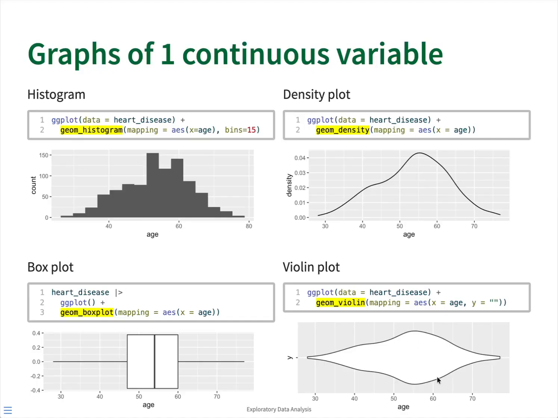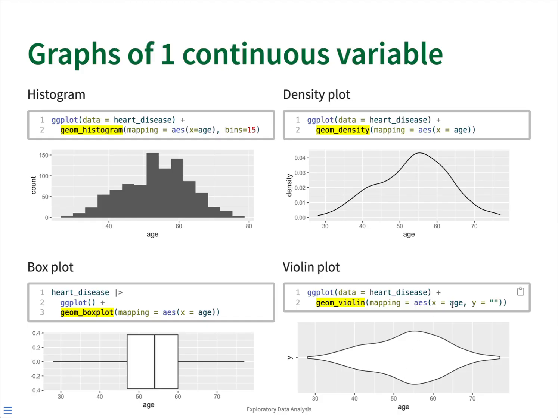Finally, in the bottom right, we have a violin plot. This is kind of like a combination of a box plot and a histogram put together, or another way of thinking about it is it's like a density plot that we have reflected so that we have the density line both above and below the x-axis. The thicker the violin at any point, the greater the density of points at that value of the variable on the x-axis.